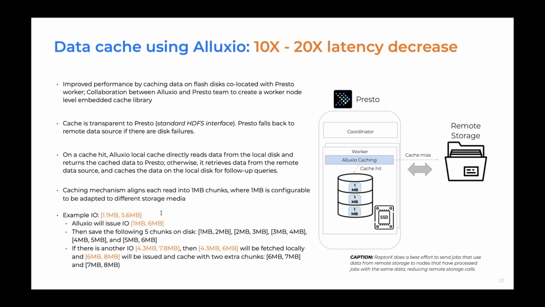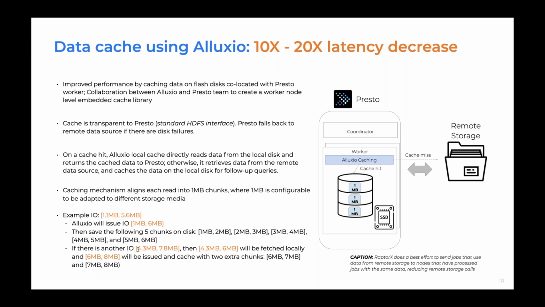A simple example is mentioned here. This is basically a block cache, and our block size has been configured as 1 MB, which means we are reading, writing, and evicting in 1 MB blocks. So for example, if a request comes for 1.1 MB to 5.6 MB, Alluxio is going to issue a request to remote storage for 1 MB to 6 MB, which means it's going to read 6 blocks and keep those blocks cached inside the SSD.